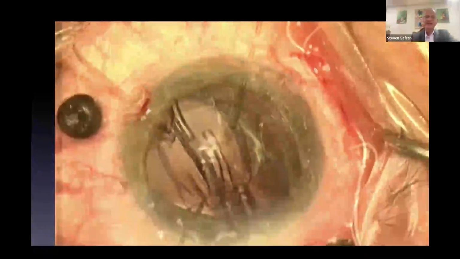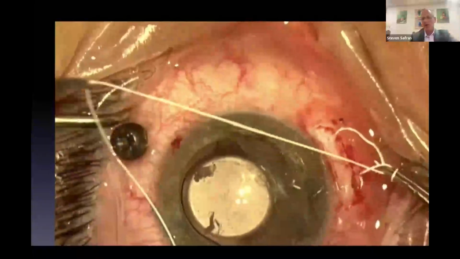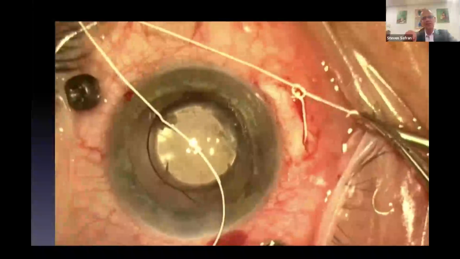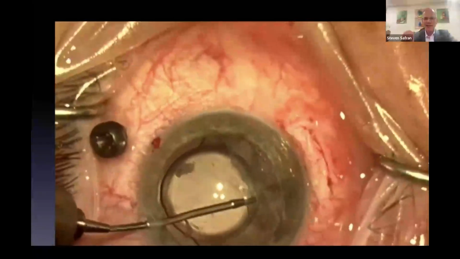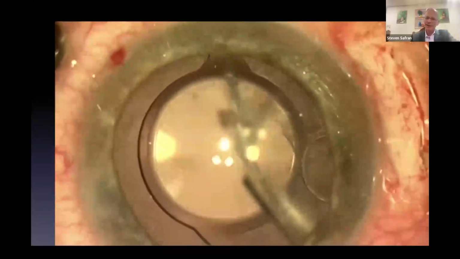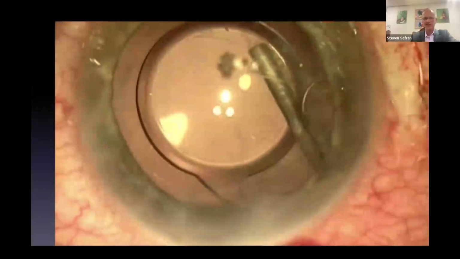Now I can put my lens in, and the lens goes in the bag nicely. And when you tie these sutures, any little extra bit of tension will pull the whole complex over to the side. So you want to just make it so that it's slightly snug and under the surface, but not so tight that it pulls everything over. The vitrectomy is now completed. That's all triamcinolone staining the anterior vitreous.